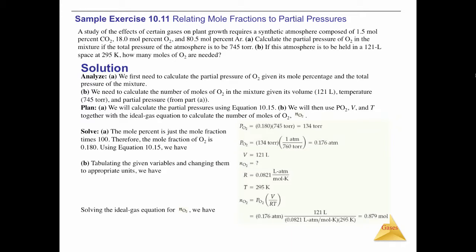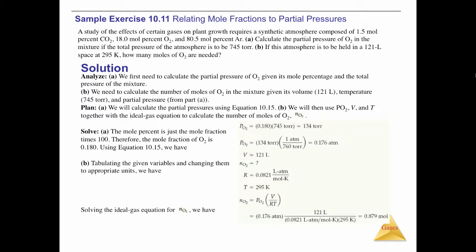The mole percent is just the mole fraction times 100. Therefore, the mole fraction of oxygen is 0.180 because they had told us that it was 18 mole % oxygen. We then multiply 0.180 times 745 torr, the total pressure of the atmosphere, and we get the pressure of the oxygen, 134 torr.